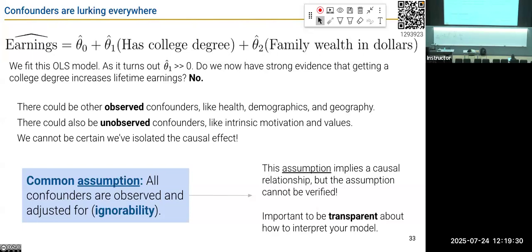Okay. So the interpretation is clear. All right. Questions?